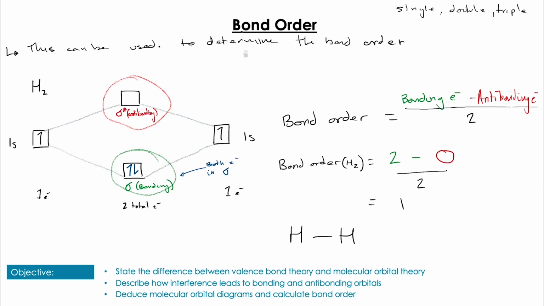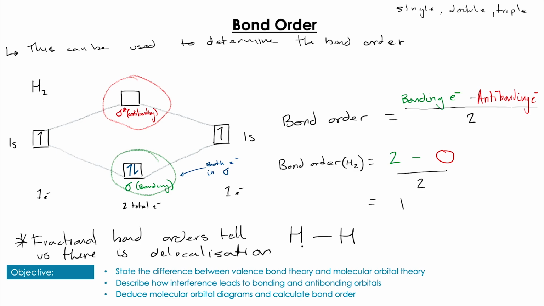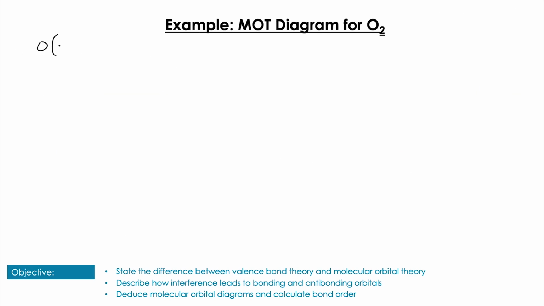But what is also interesting about the bond order is if we are to get fractional values or decimal values, then that tells us there is likely to be delocalization in the molecule. So we have another use for it there as well. So let's have a look at something slightly more complicated like O2, which is of course oxygen bonded to oxygen.